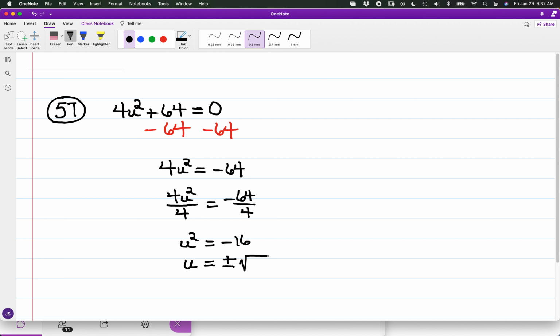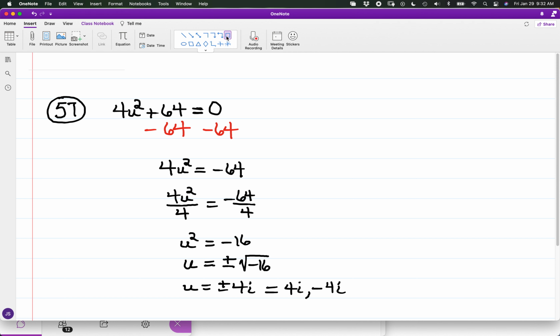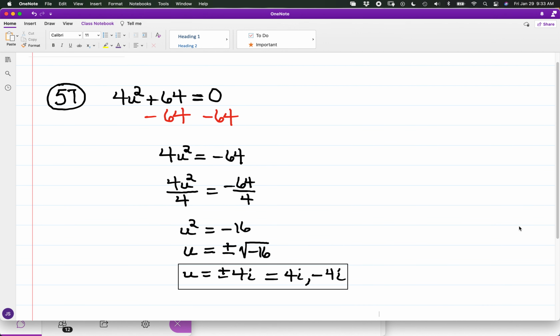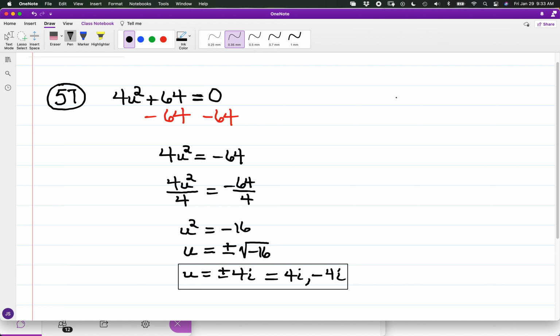So we have u is equal to plus or minus the square root of negative 16. While the square root of 16 is 4, that of negative 16 is going to be 4i. So u equals plus or minus 4i, and separating, you have 4i as well as negative 4i. I have two solutions, and both of these are complex terms. We're going to have a bit of history repeating for number 58.